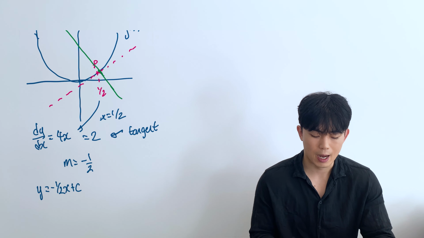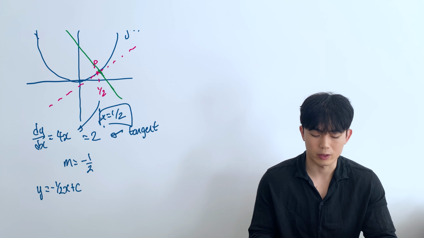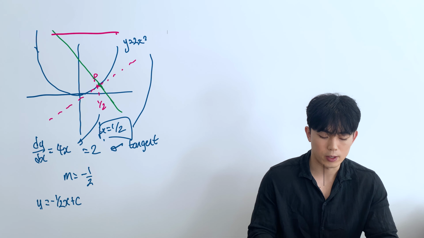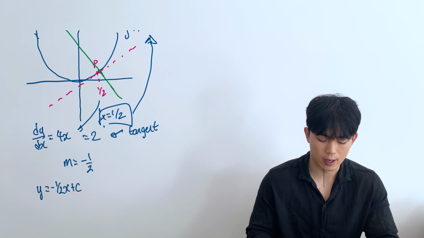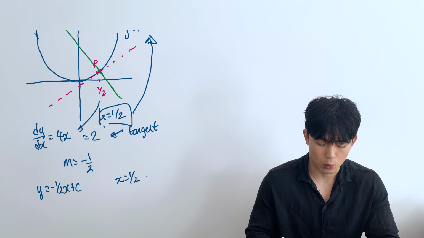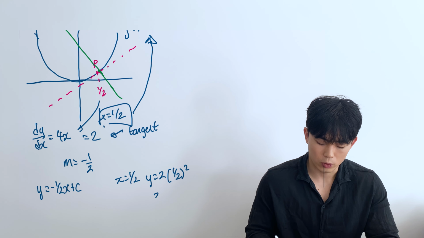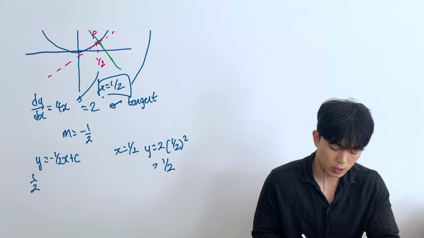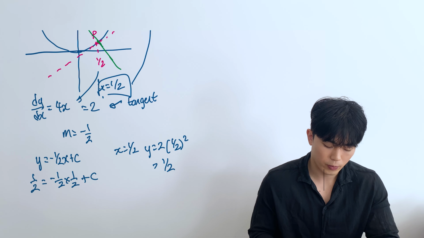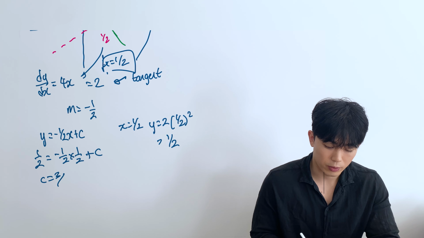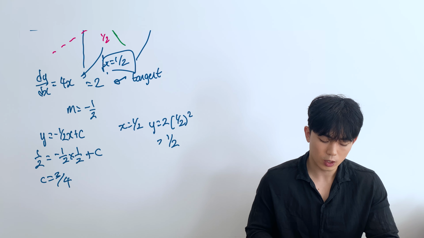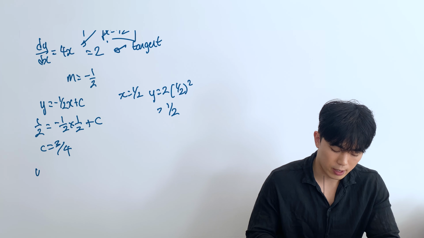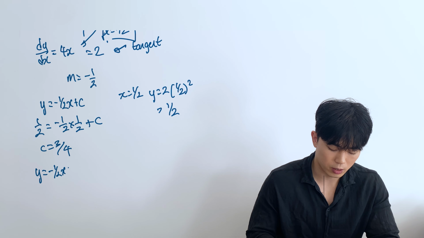Finding the c, well, we have the x coordinate, but we need the y coordinate, right? So what I can do is just plug this into this curve equation, can't I? So if x is a half, I can say y is 2 times a half squared. So this is 1 over 4, so this is also a half as well, which I can plug into here. So 1 over 2 is equal to minus 1 over 2 times 1 over 2 plus c. So c is going to be 3 over 4 like this. So the normal equation is going to be y is equal to negative a half x plus 3 over 4.